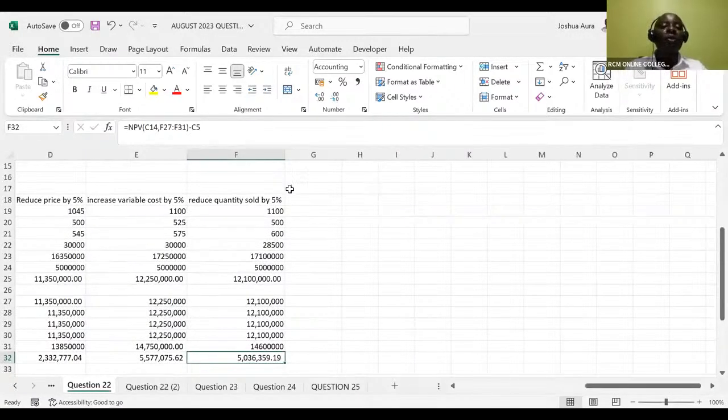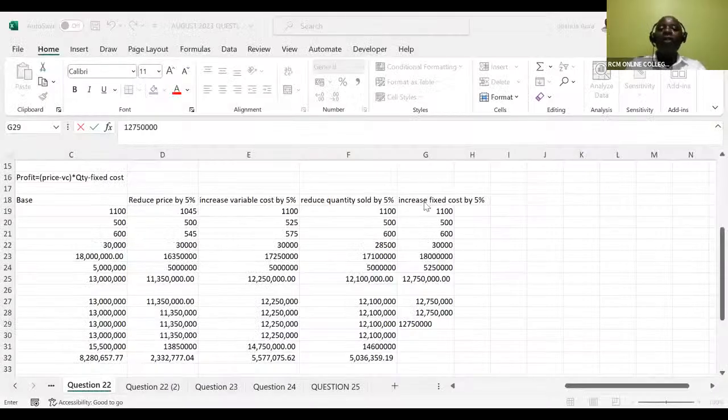Let's see whether somebody has been able to do this sensitivity of fixed cost. Okay, so we are increasing this fixed cost by 5%.